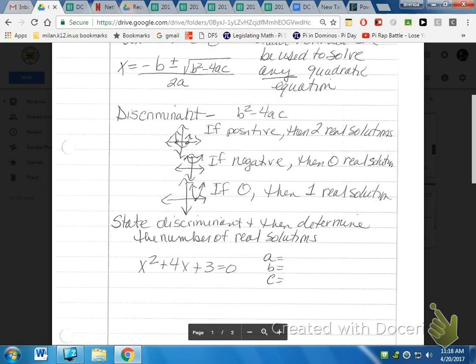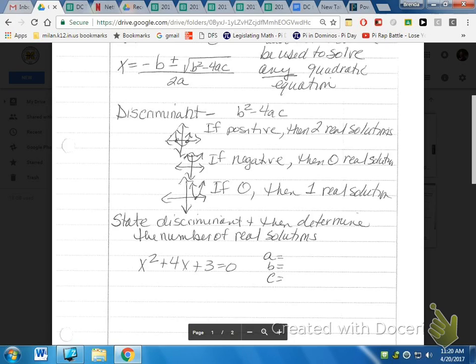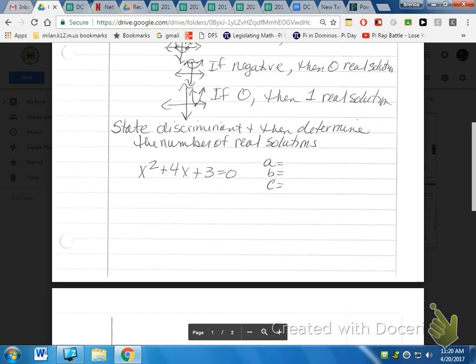So first of all, before we actually do the whole formula, let's study the discriminant a little bit. It says state the discriminant, then determine the number of real solutions. So I have this example, x squared plus 4x plus 3 equals 0. Always make sure it's equal to 0. If it's not, bring whatever's there over so it is equal to 0. I want to find A, B, and C. So my A would be 1, B would be 4, and C would be 3.